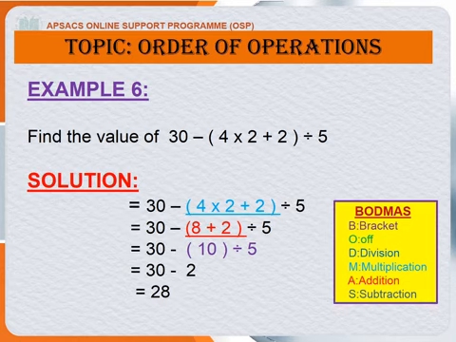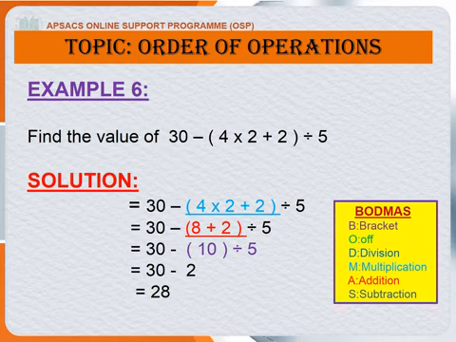Example number 6. Find the value of 30 minus bracket 4 multiply 2 plus 2 bracket close divided by 5. Now in this question a bracket is also involved. So we will follow BODMAS. B for bracket, O for of, then D for division, M for multiplication, A for addition, and S for subtraction. That means first we will solve inside the bracket.